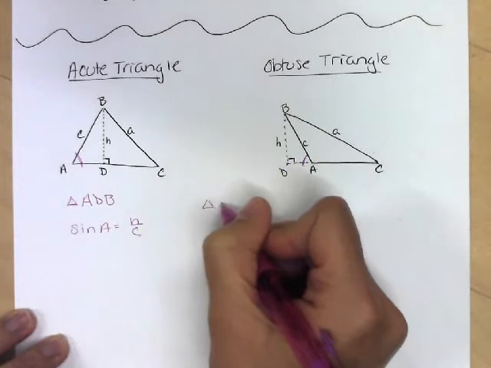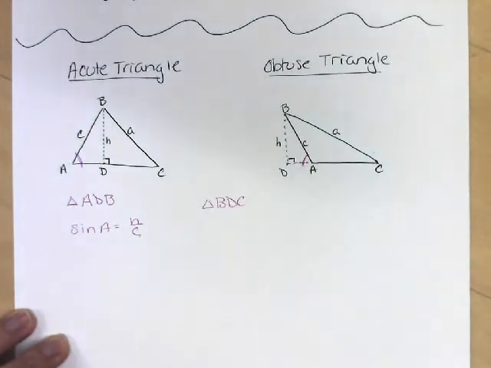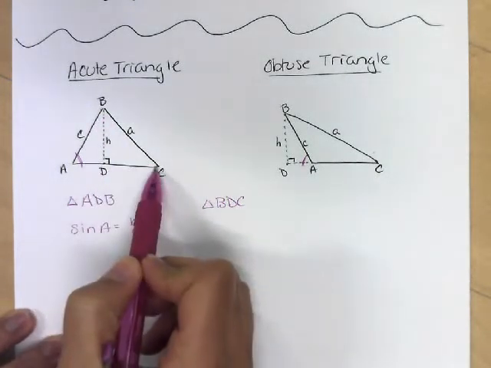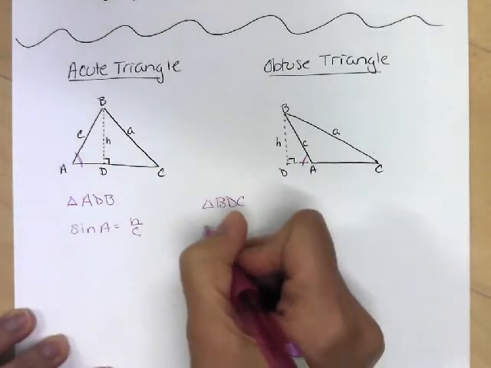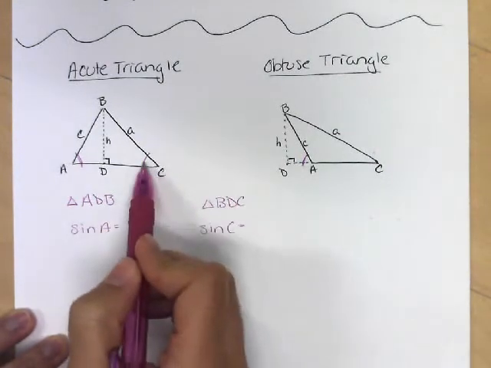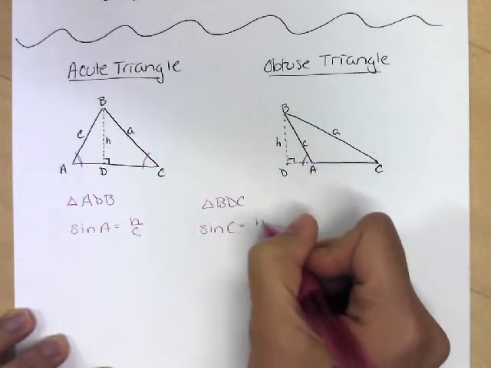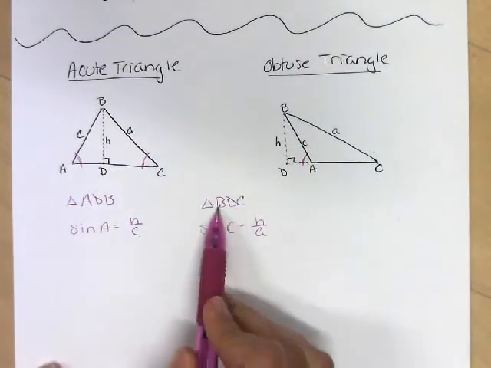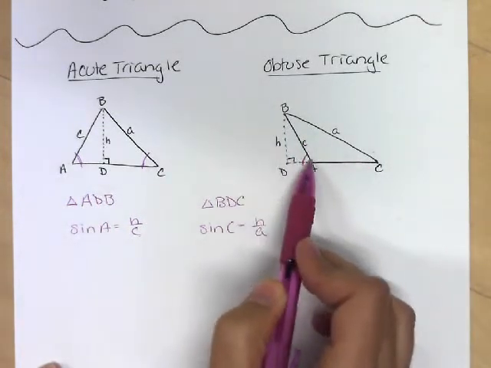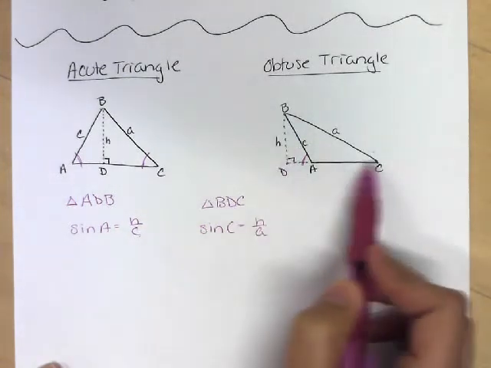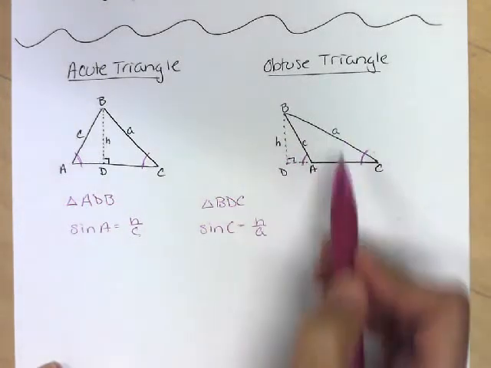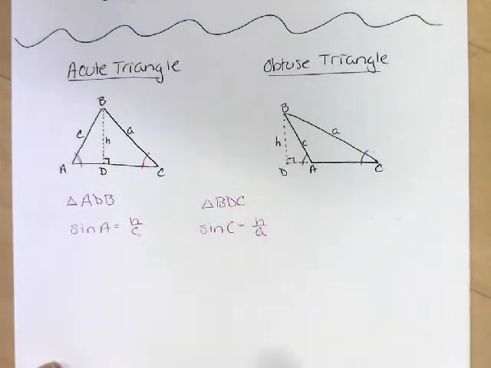Let's now focus on triangle BDC. In the acute triangle, BDC is this portion over here. And I can make the statement sine of angle C, sine is opposite over hypotenuse, is H over A. In this triangle, BDC is actually the whole thing, including those dotted lines. So in triangle BDC, sine of angle C, opposite is my H, hypotenuse is my A. So that is still H over A.